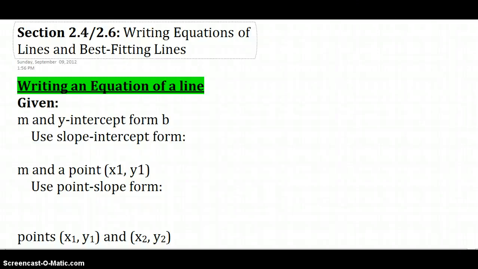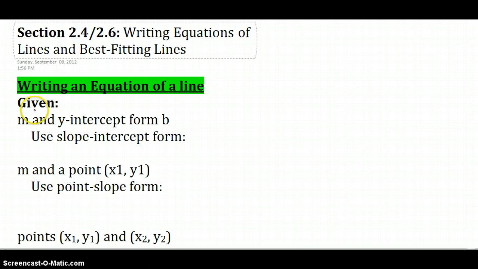Sections 2.4 and 2.6 are on writing equations of lines and something called a best fitting line, which gets a little bit into statistics. First, let's just talk about writing equations of lines. There are different situations that you can be given, and we're going to talk about all three of those.